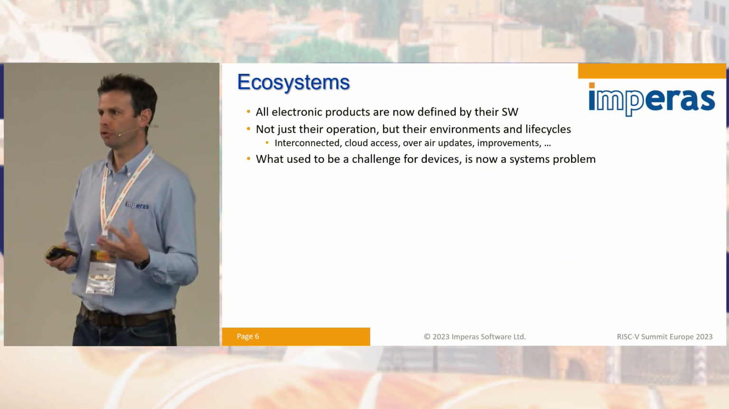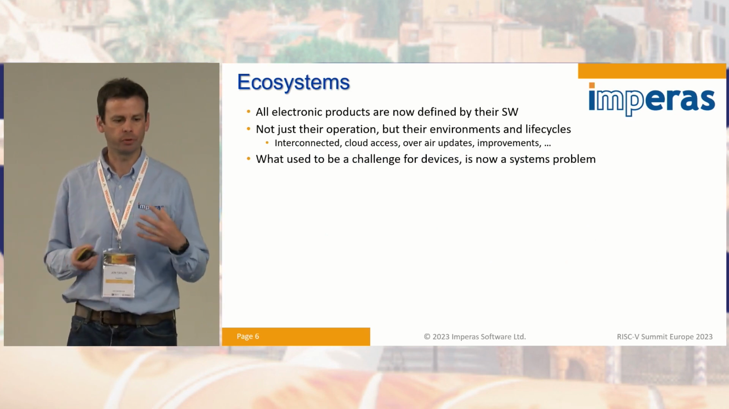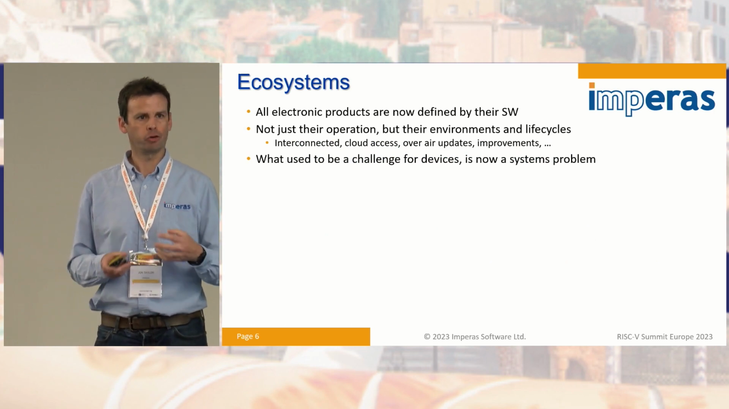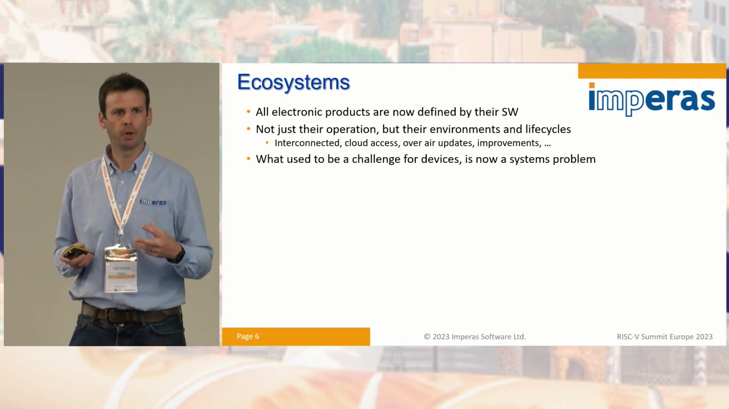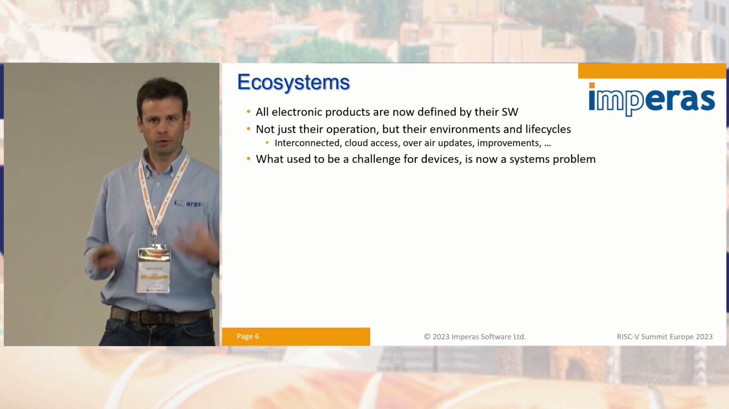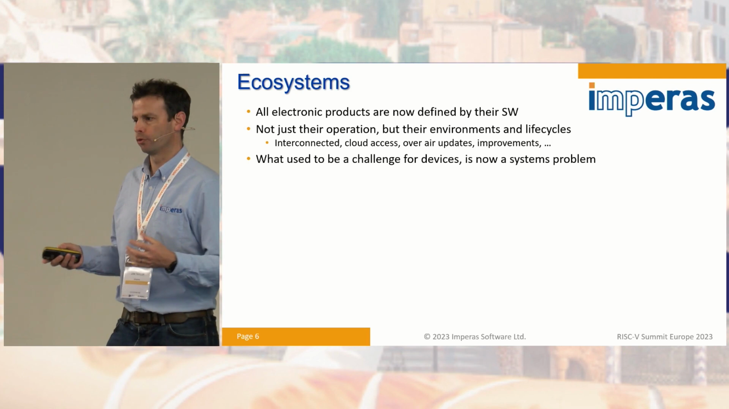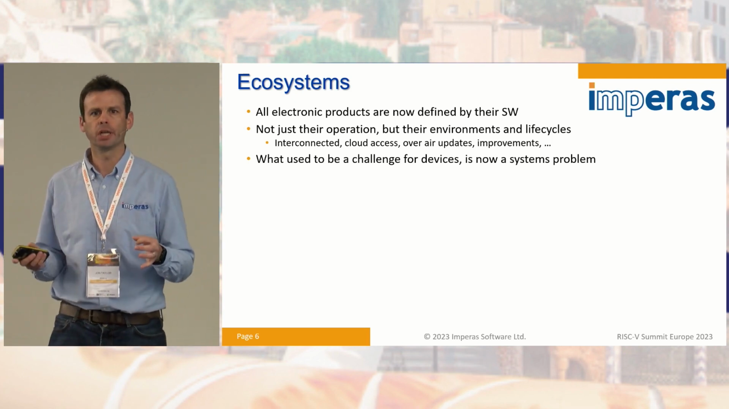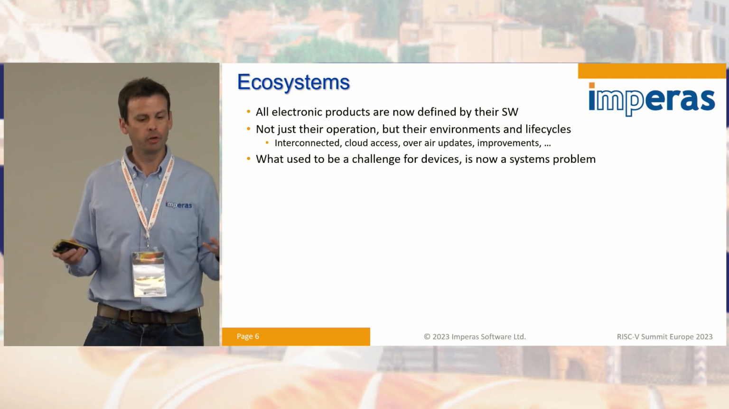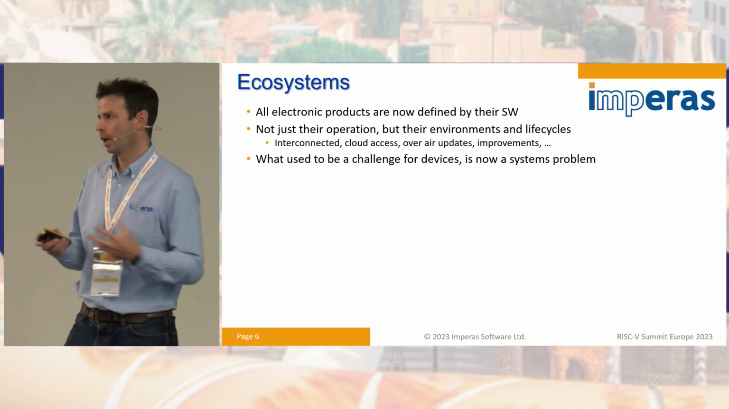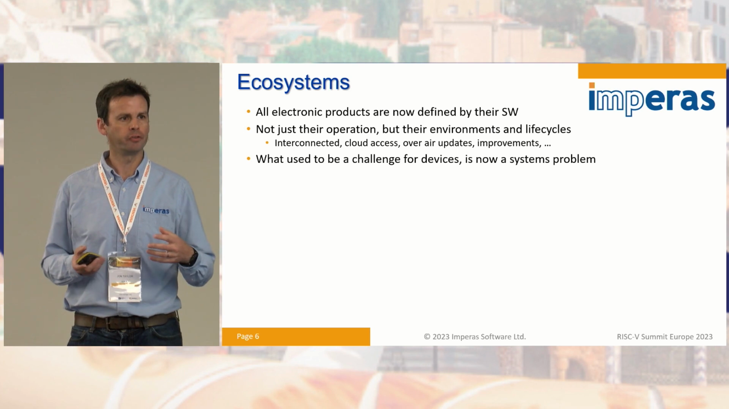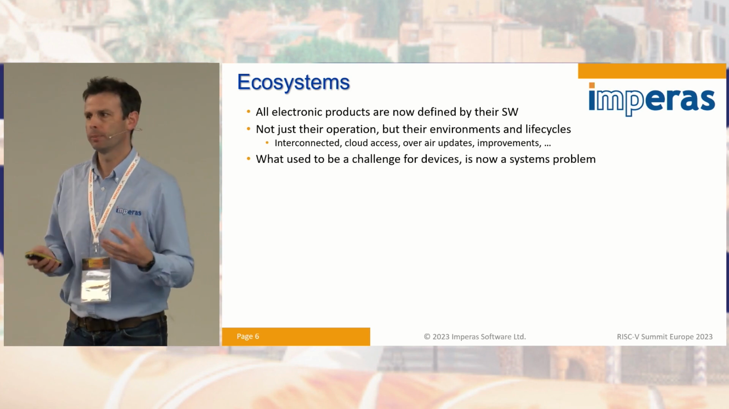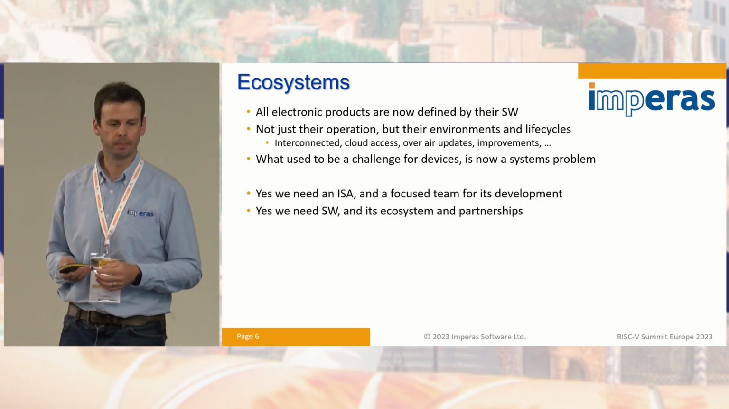It's been a change over the last 15, 20 years, but now electronic products are increasingly defined by their software. They're not defined by just the hardware, and that software has become parts of bigger systems. So it's not just embedded systems running in isolation, but IoT systems, interconnected, running on the cloud, with over-the-air updates. Instead of a device problem, it's now becoming a complete systems problem.